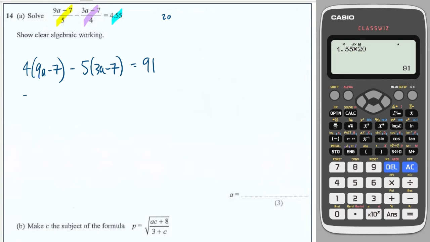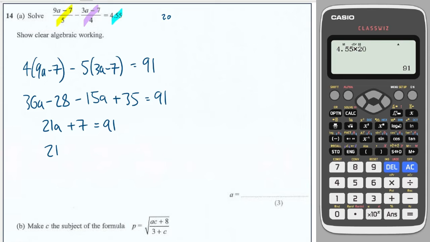Okay, multiply the brackets, being careful of the negatives as always. 4 times minus 7 is minus 28. Minus 5 times 3a is minus 15a. And then minus 5 times minus 7 is plus 35. Collect the like terms. 36a minus 15a is 21a. And minus 28 plus 35 is plus 7.